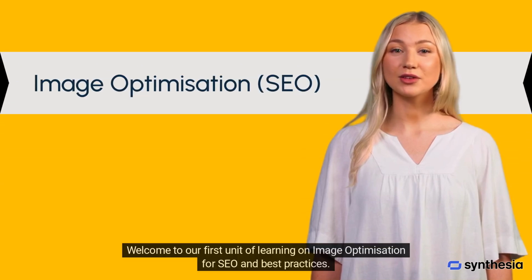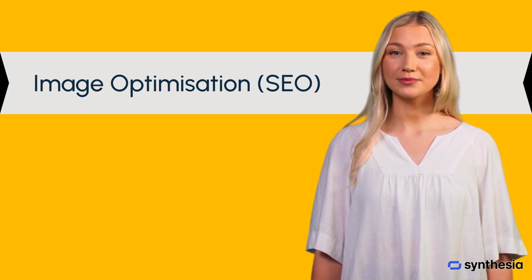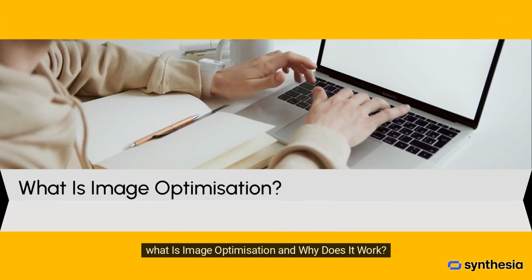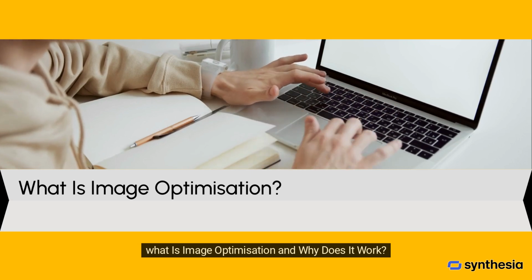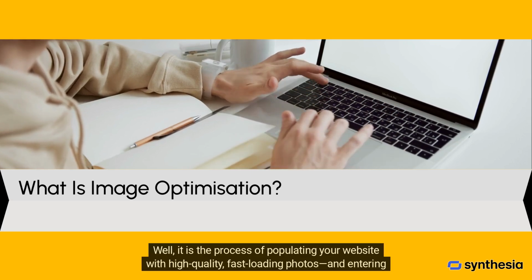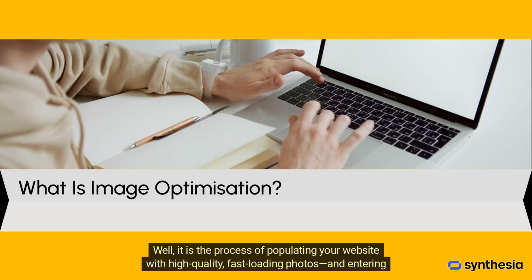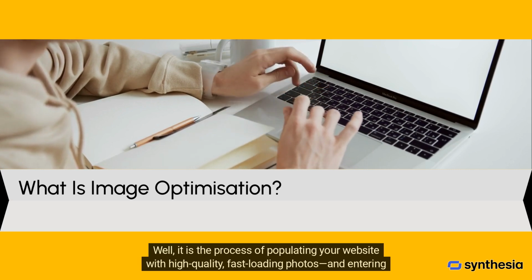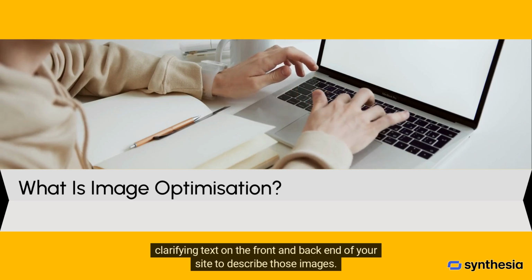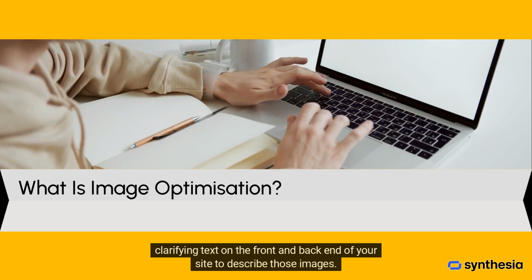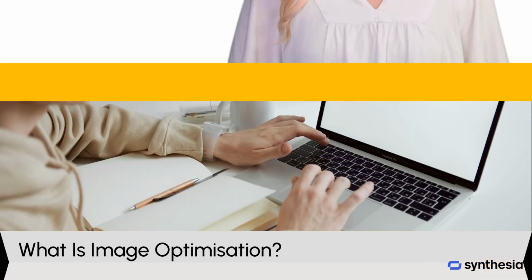Welcome to our first unit of learning on image optimization for SEO and best practices. So, what is image optimization and why does it work? Well, it is the process of populating your website with high-quality, fast-loading photos and entering clarifying text on the front and back end of your site to describe those images.